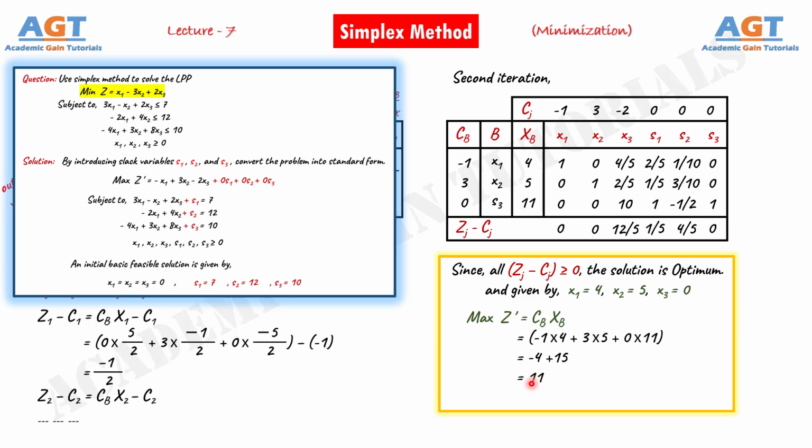Now, we will find out minimize z. We know min z equals -1 into max z dash. So, we will multiply -1 with the value of max z dash, which is 11, to get min z. So, the optimum value of minimize z is -11. So, in this lecture we have solved a minimization problem by the Simplex method.